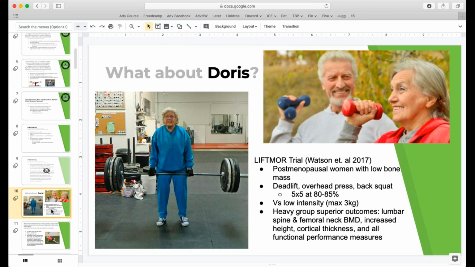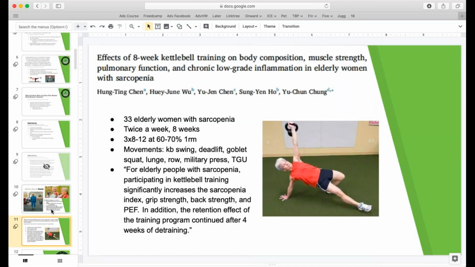5x5 at 80 to 85% is some heavy loading, more than what most of us do in the clinic. The other group did some low intensity loading, where the heaviest weight they lifted was 3 kilograms. It was mostly stretching and body weight stuff. And basically across all of the measurements that they studied in this research study, the people that did the heavy loading were the only ones that saw the positive adaptations from that. So we have to be significantly loading people across their lifespan.